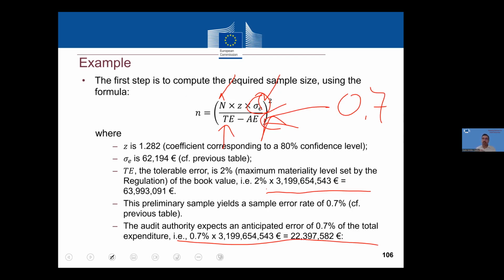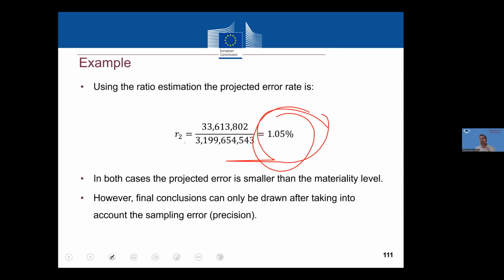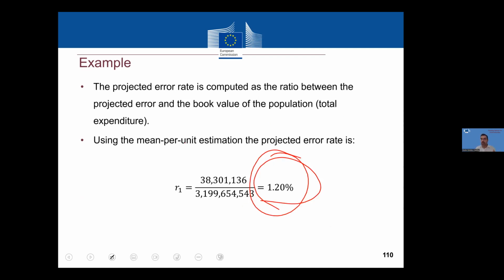If I'm using an anticipated error of 0.7%, it means that I'm asking this system to offer me a precision of how much? The precision is 2 minus 0.7, so it's 1.3%. So what I'm asking of this sampling methodology is to give me a precision of 1.3%. But what happens by the end? I have found that I have been too optimistic and that my projected error is more in the neighborhood of 1.2 or 1.1%.